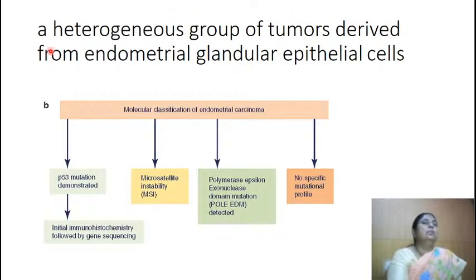Okay. So we had been telling that endometrial carcinoma is not a homogeneous group; it is a heterogeneous group of tumors derived from the endometrial glandular epithelium. So what is the molecular classification of endometrial carcinoma? One is p53 mutations. This is usually seen in cases of type 2 carcinomas. The other one is microsatellite instability, and we also have a group with polymerase epsilon exonuclease domain mutations, and then there is another group where we do not have a specific mutational profile.